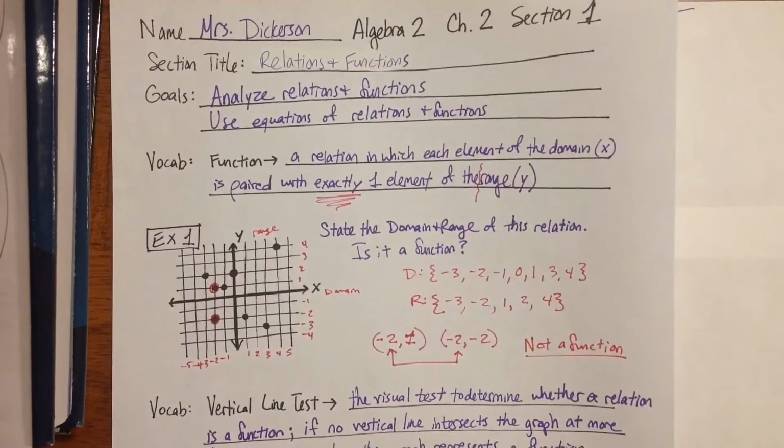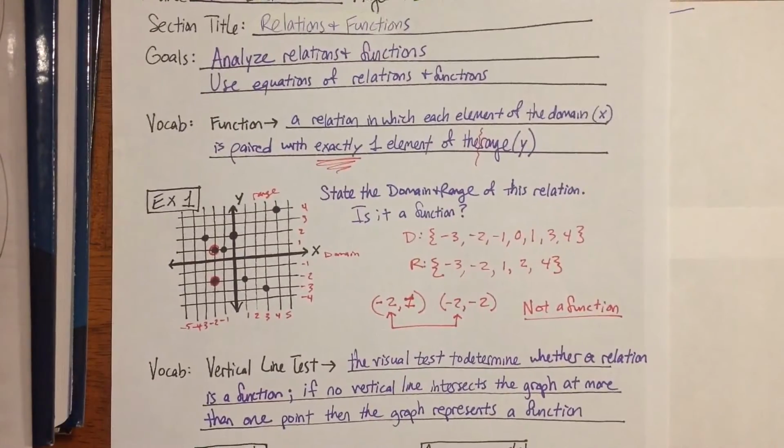The vertical line test could have been helpful for us in this last example. Hopefully, you remember the vertical line test. Here's an official definition of it. The vertical line test is the visual test to determine whether a relation is a function. Here is the test. If no vertical line intersects the graph at more than one point, then the graph represents a function.